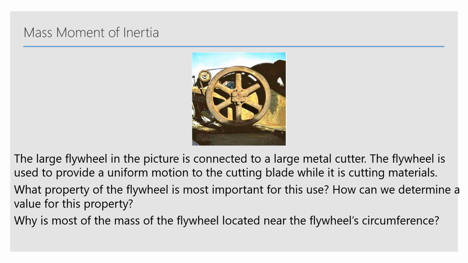The question is, what property of the flywheel is most important for us to use, right? How can we determine the value for this property? Why is most of the mass of the flywheel located near the flywheel's circumference? Why is it mostly at the edge? These are some questions we're trying to understand by the process we're looking at in this section 10.8.